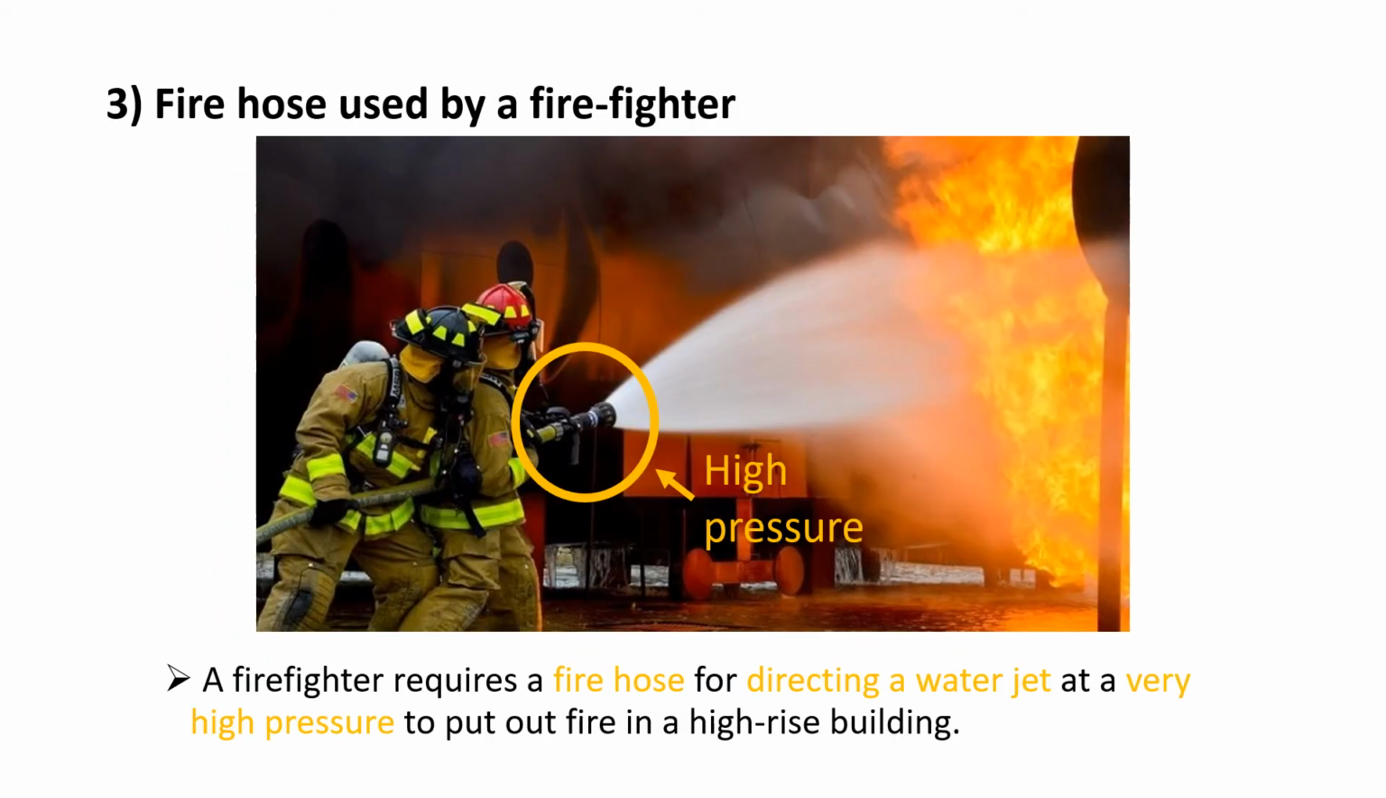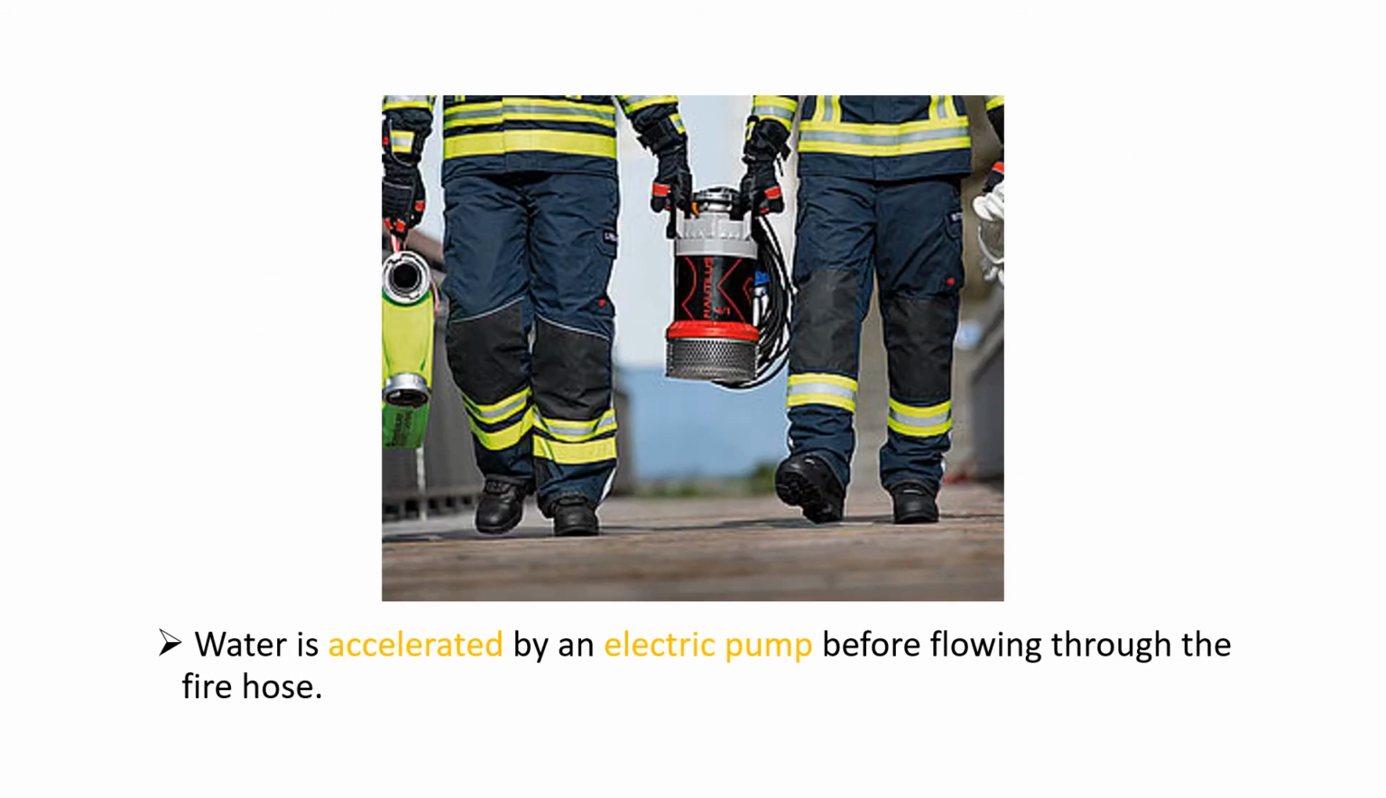The third application is the fire hose used by a firefighter. A firefighter requires a fire hose for directing a water jet at a very high pressure to put out fire in a high-rise building. To produce a pressurized water jet, the water is accelerated by an electric pump before flowing through the fire hose.